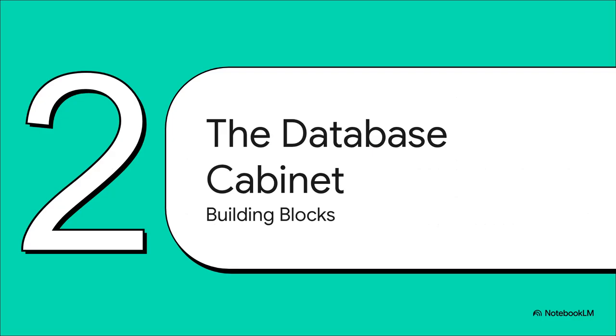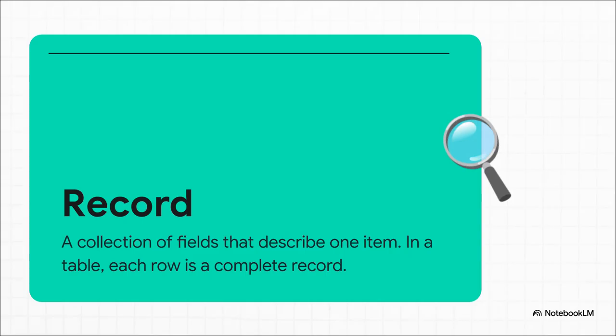All right, let's look inside this digital cabinet, because there are two fundamental building blocks to any table. This is where the real organizational power comes from. First up, you have what's called a record. A record is simply one complete entry. It's all the information about a single person or a single thing. So in our hospital analogy, a record is one complete folder for one patient. It's got their first name, their last name, their admission date, everything we need, all bundled together.